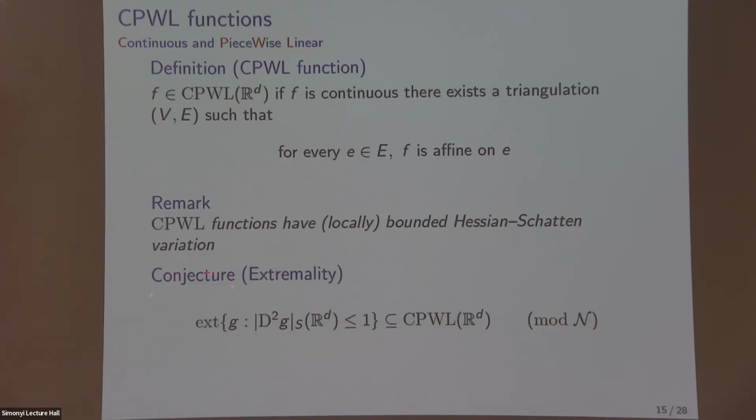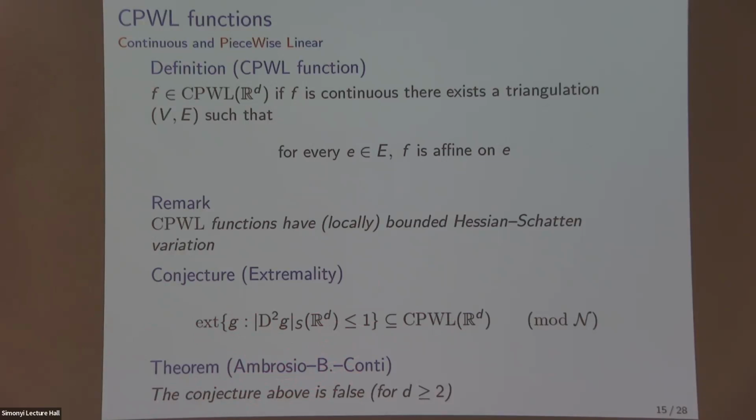The conjecture that Cheyenne and Michael asked us, the conjecture that people from the applied community had, was that the extremal points of this regularization ball are continuous and piecewise linear or affine, of course, modulo affine functions. And it turns out that this is not true. This is actually a result of our second paper. In the first paper, we believed that this was false, but we didn't have a proof. But later on, we had a proof. And so the theorem is that this is not true.